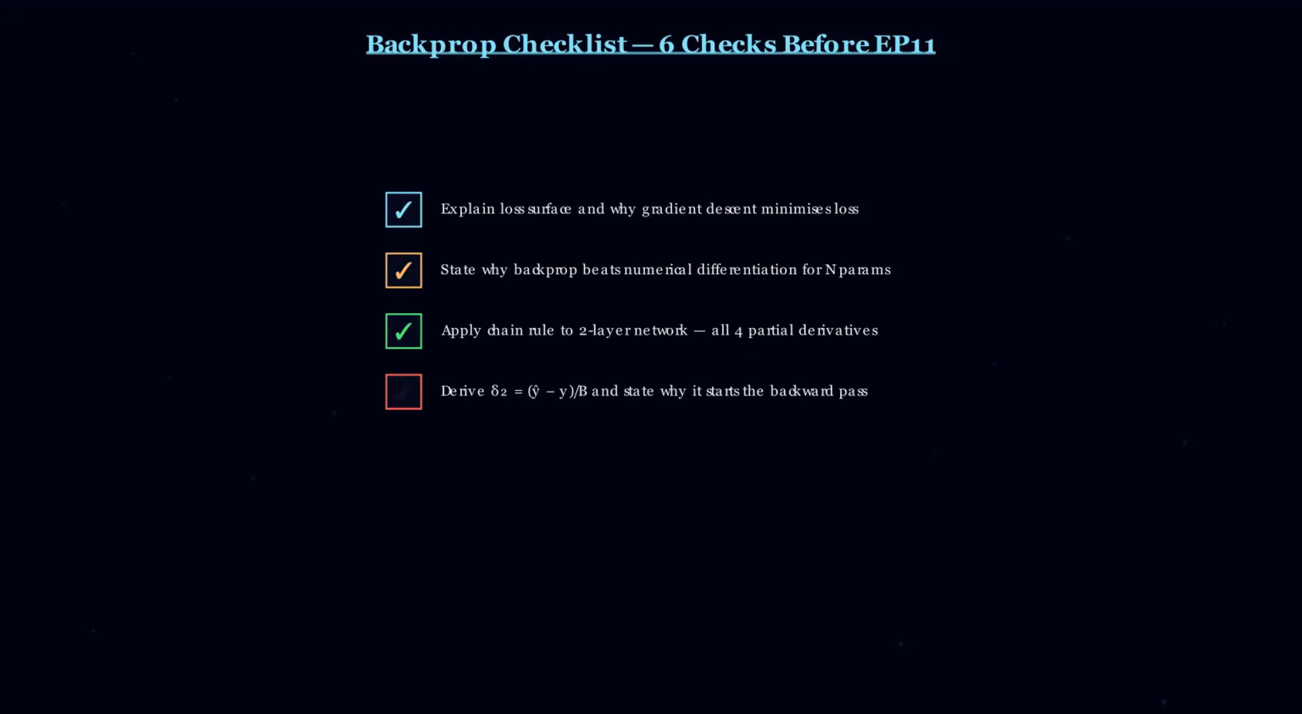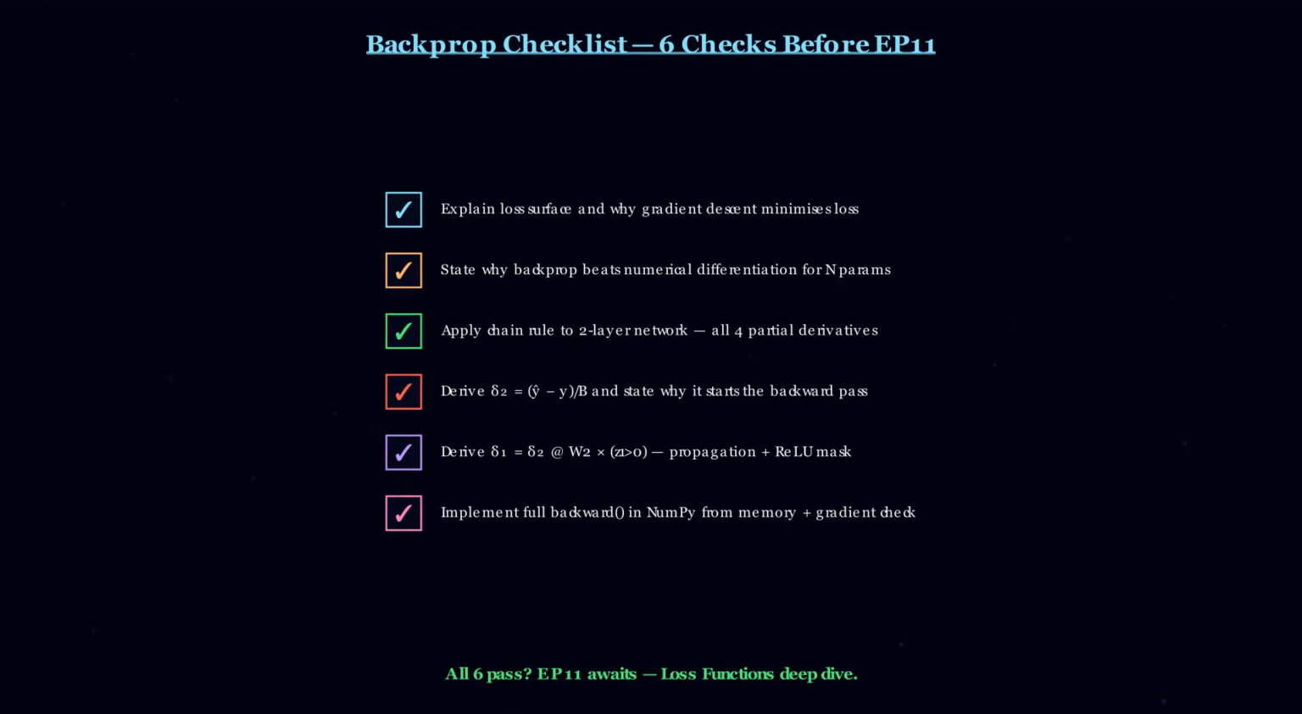Check 1. You can explain what the loss surface is and why gradient descent finds a minimum. Check 2. You can state why backprop is more efficient than numerical differentiation. Check 3. You can apply the chain rule to a 2-layer network and write out all 4 partial derivative terms. Check 4. You know the formula for delta 2, y hat minus y, and why it starts the backward pass.